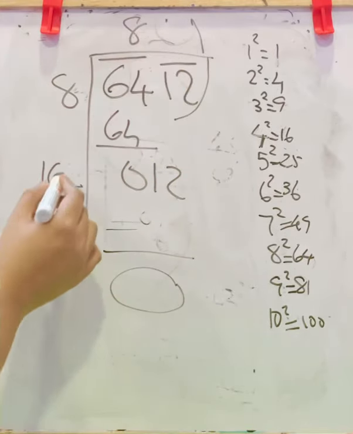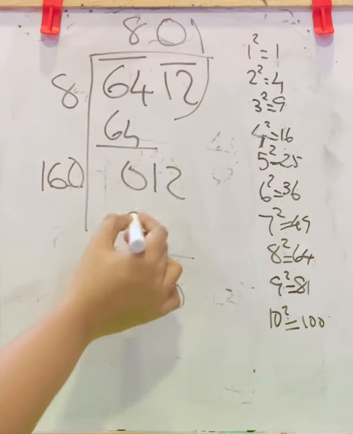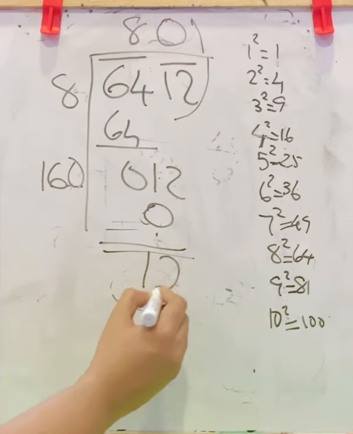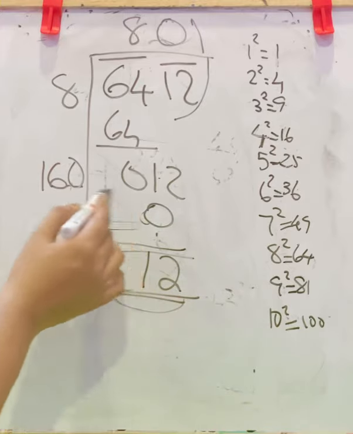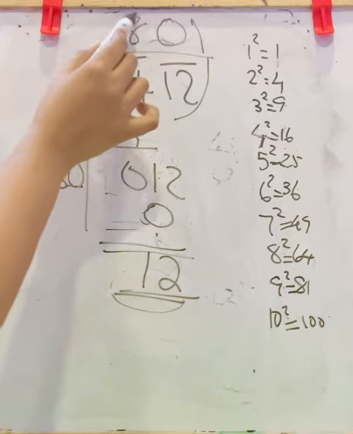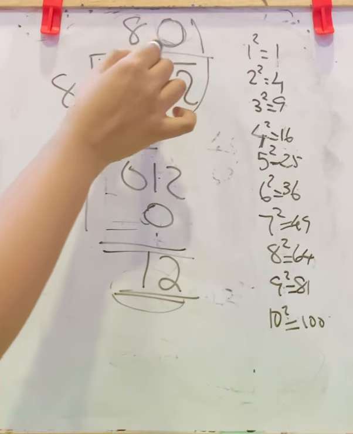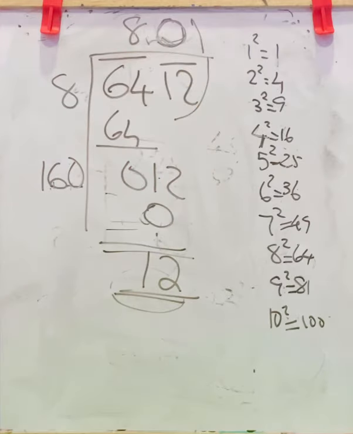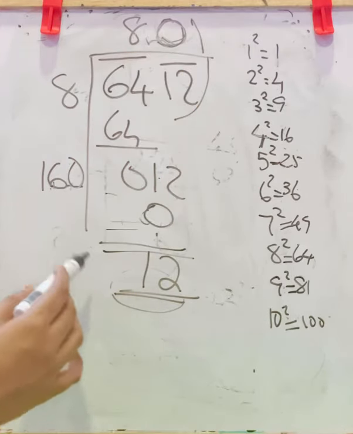So what will you do? 160 into 0 will be 0. And the balance will be 12. Now you can stop. Don't stop from here. Okay. If you stop here, the answer will go wrong. Here you need 80, not 8. You have to put a 0 here.